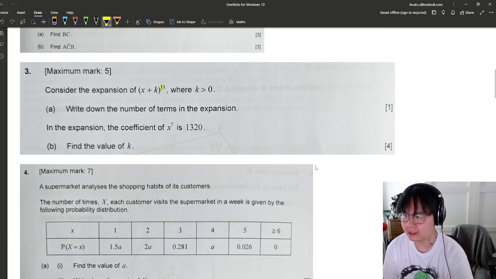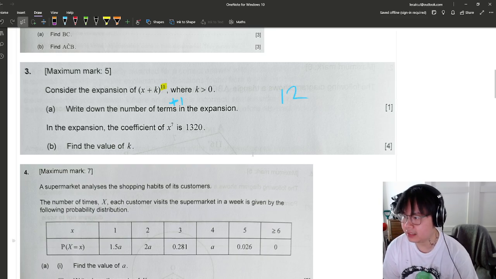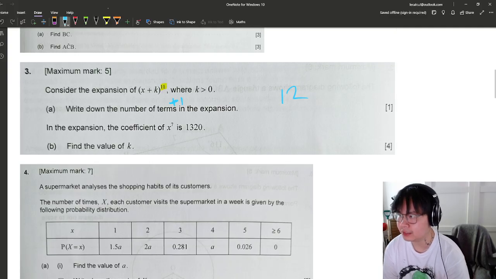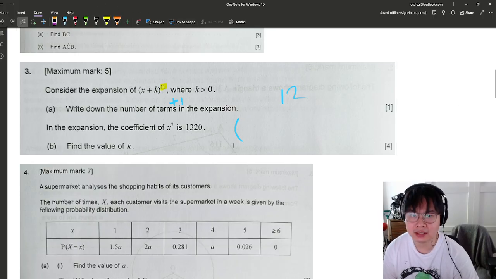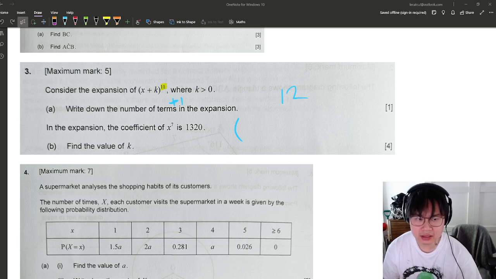Our exponent is to the power of 11, so that means that the number of terms we have is always plus 1 of that exponent. So 12. And then it says here in the expansion, the coefficient of x to the power 7 is 1320. So if we follow the binomial expansion formula, any term is going to be 11. Well, here, let me just pull up the actual formula sheet because I am not 100% on what it is.